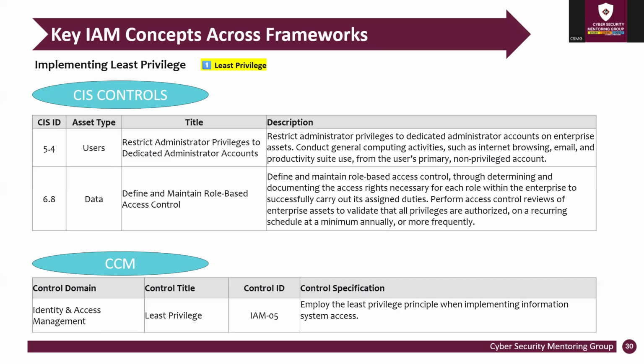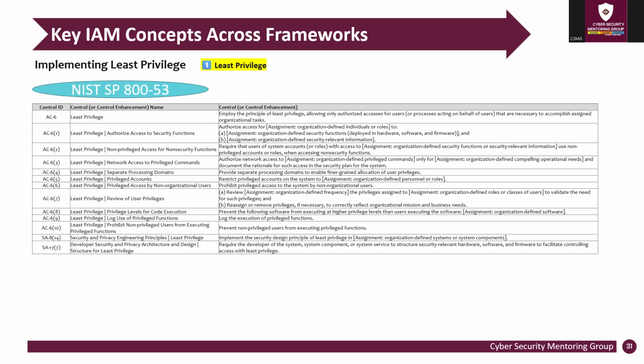Then you have the cloud control matrix. Employ the least privilege principle when implementing information access and system access; this is more generic. Then it goes on to NIST. I love NIST because 853 has 25 principles under access control alone. I just picked one of them, which is the least privilege.